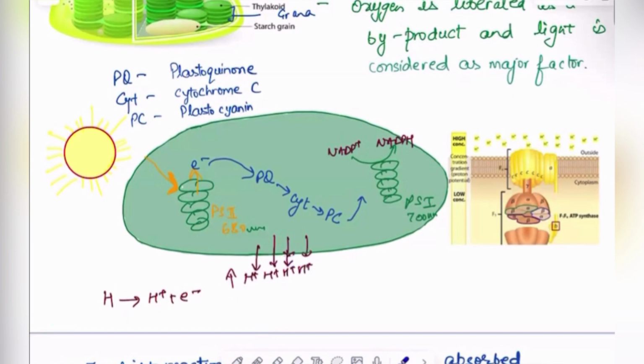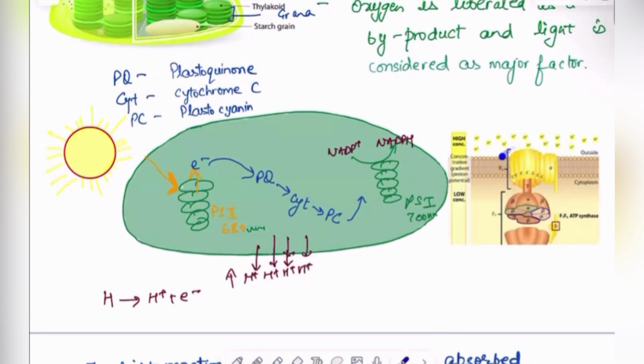Electrochemical gradient, because the electrical gradient is because of the positive ion, more positive outside than inside, and the chemical gradient is because of more hydrogen species being accumulated outside. Now the electrons from plastocyanin are transferred to photosystem 1, P700 nanometers, and there the electrons are accepted by NADP plus, where it converts to NADPH. Meanwhile, the H plus which is accumulated outside tries to enter back inside through the process of chemiosmosis.